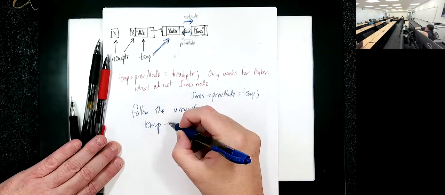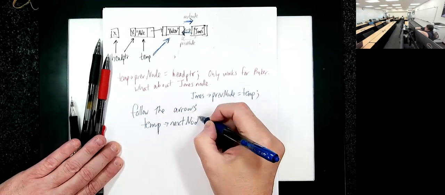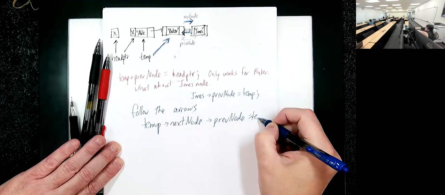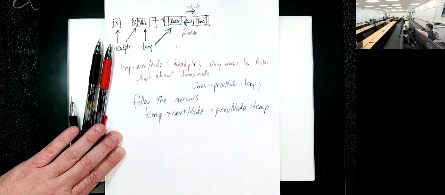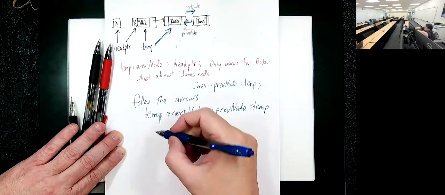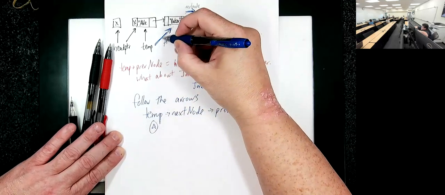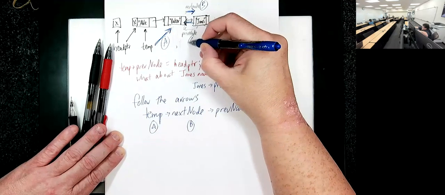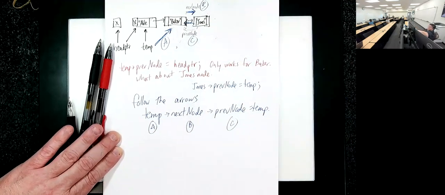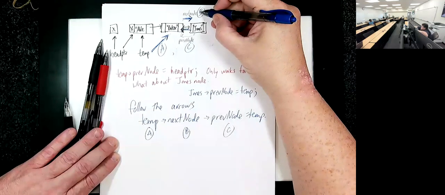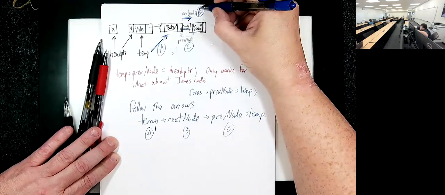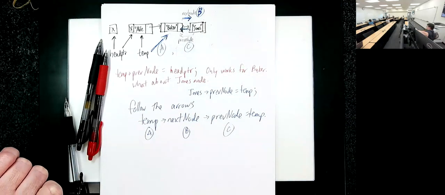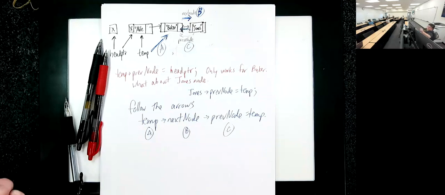Temp dot next node dot previous node equals temp. So A is here, B is here, C is here. That's a B. That's a shaky B. Right?